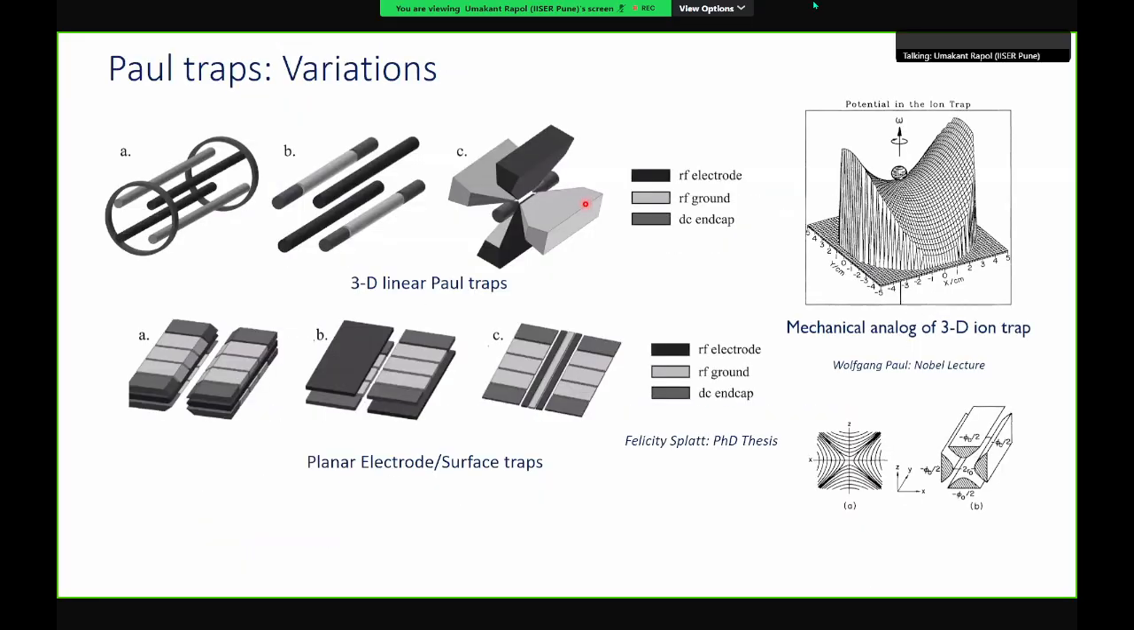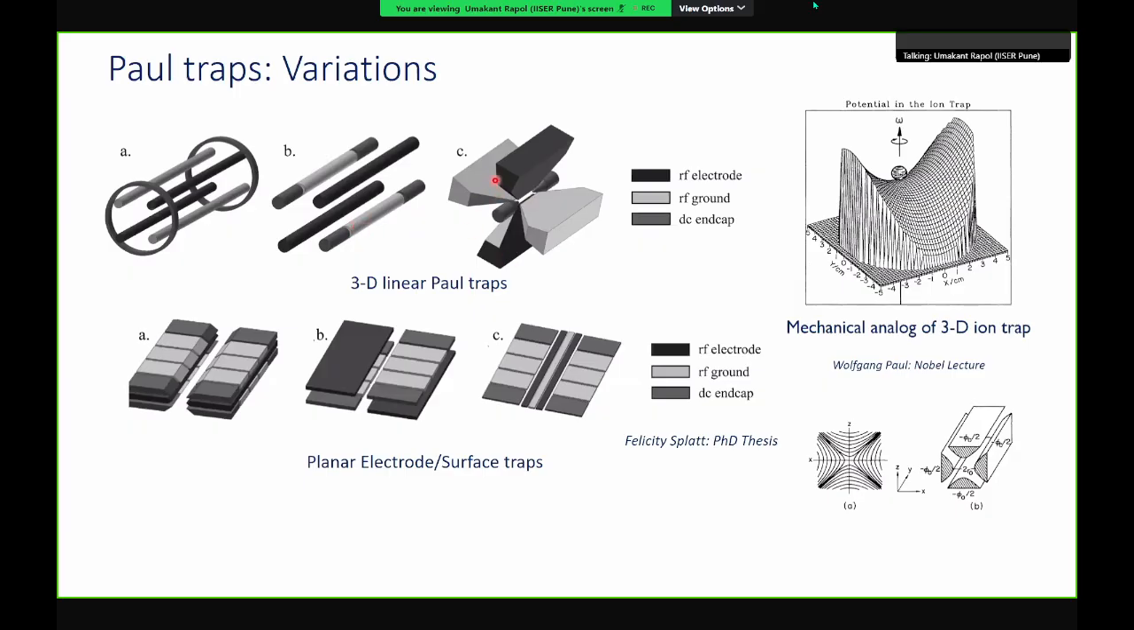Now, there are many variations of these Paul traps which are used for trapping these ions and creating a linear chain. In configuration A, you have the four rods, and for the axial electrodes, there are rings. Then in configuration B, you don't have directly the axial electrodes, but the pair of RF electrodes are segmented, and you apply a small DC potential between the end segments of these two opposite rods.